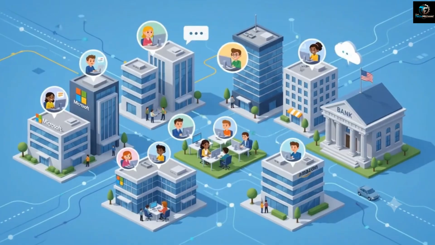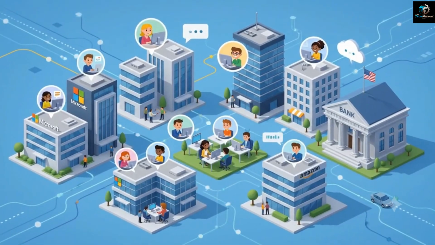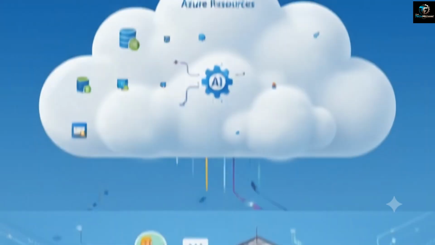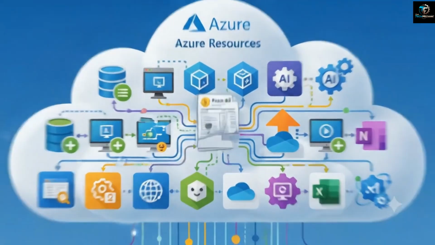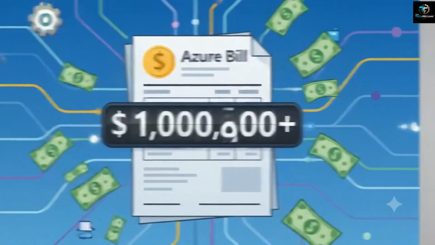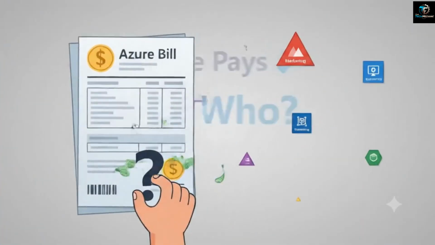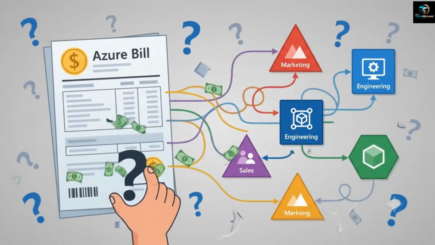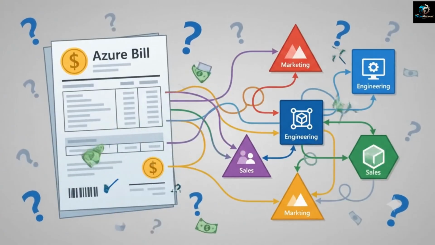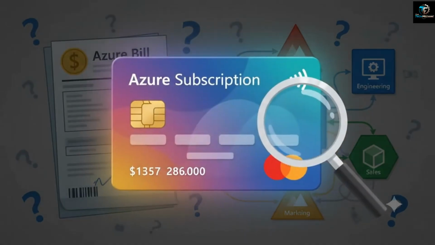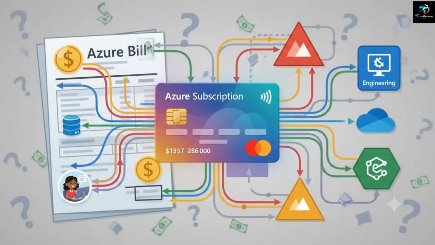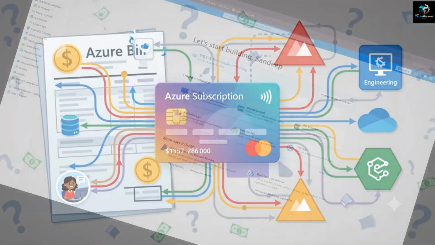Imagine you are working for Microsoft, Amazon, or a large bank. Hundreds of teams create thousands of Azure resources every day. At the end of the month, Azure generates a bill worth millions of dollars. But who pays it? How does Azure know which department owns which resources? The answer begins with one of Azure's most important concepts: Azure Subscription.